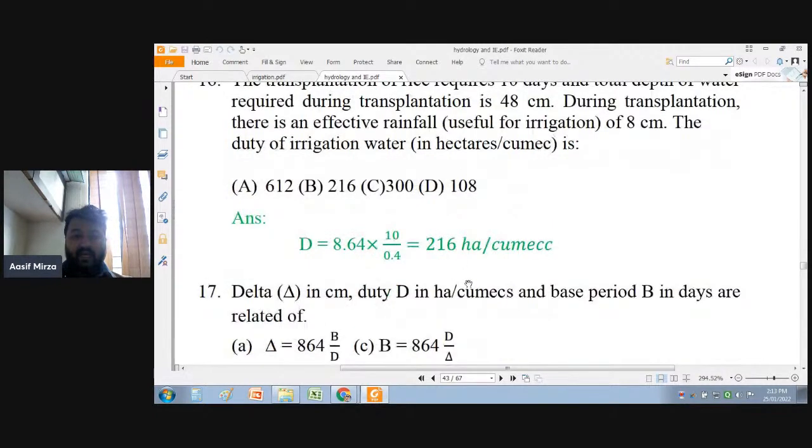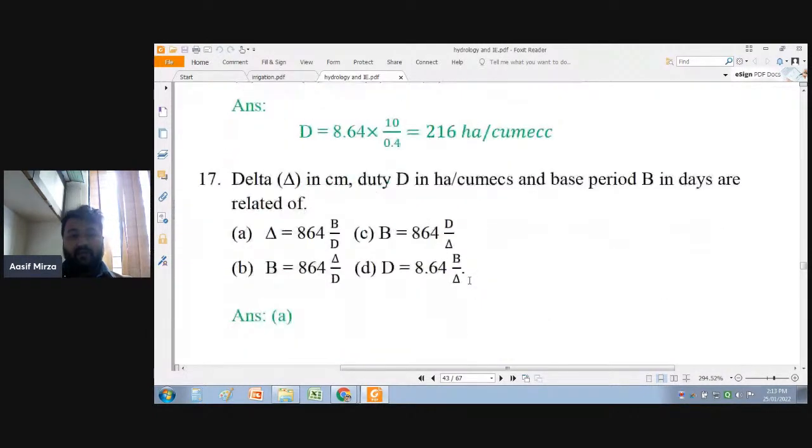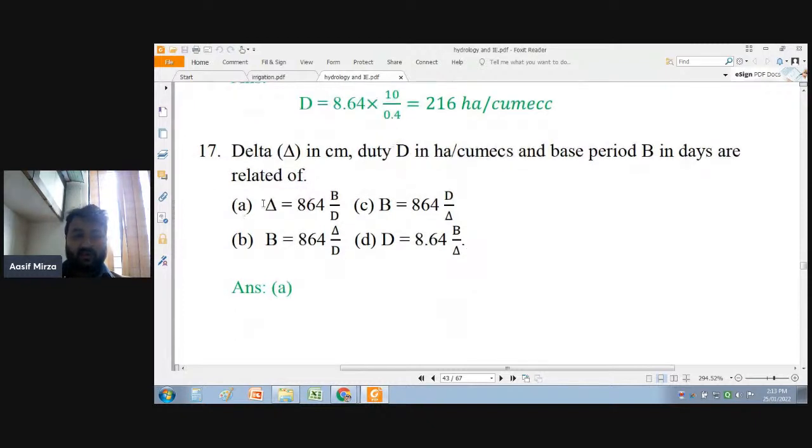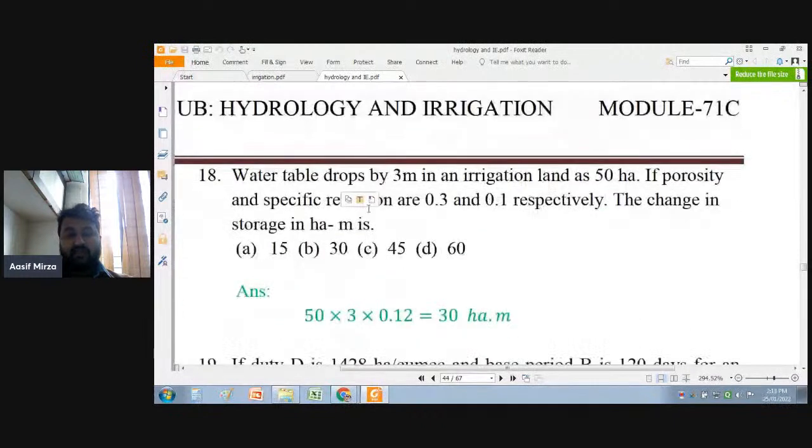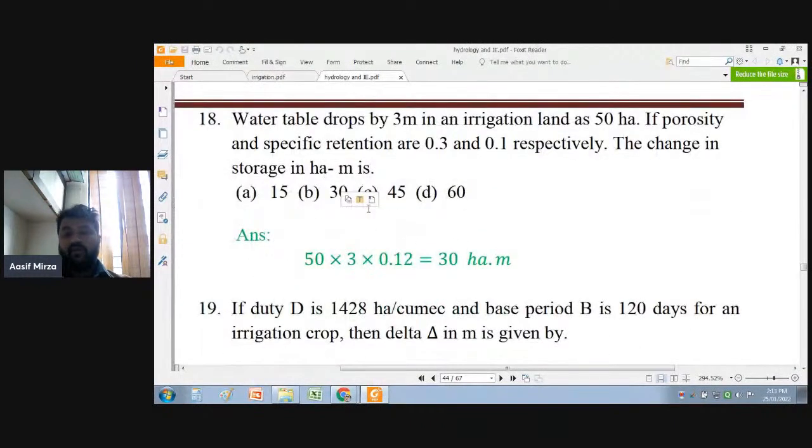So for delta and duty we have an equation. What will be the base period B in days related to? Option A will be the right answer. Delta is equal to 864 times base period divided by duty. So option A will be the right answer for this. Sometimes the question may ask to solve for the duty or the delta, and sometimes the equation itself may be asked in the question.